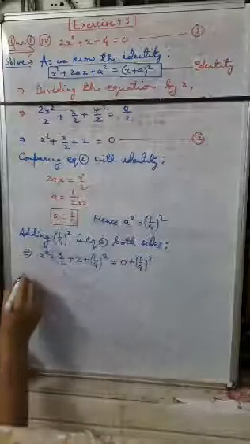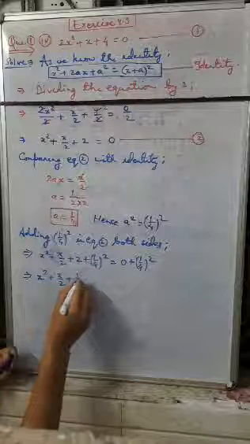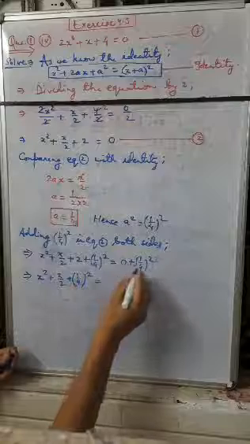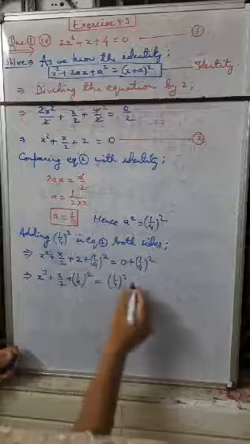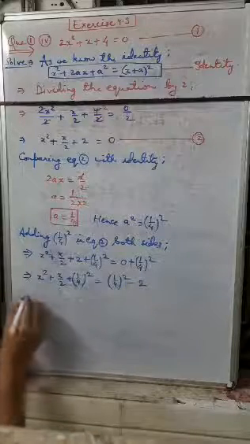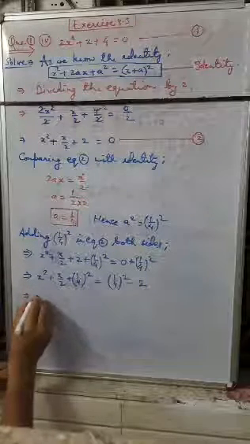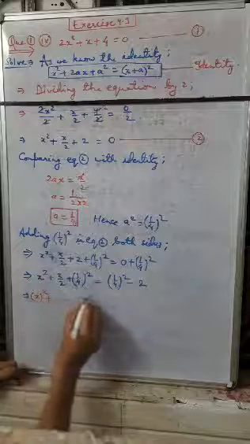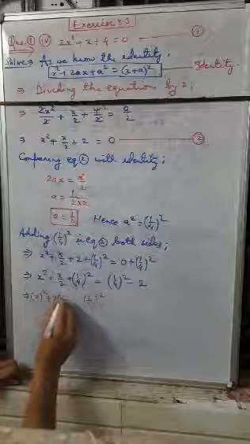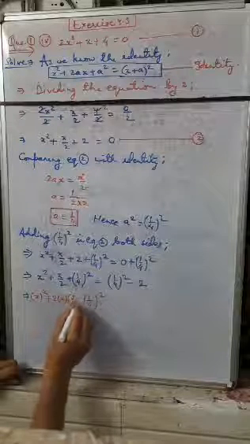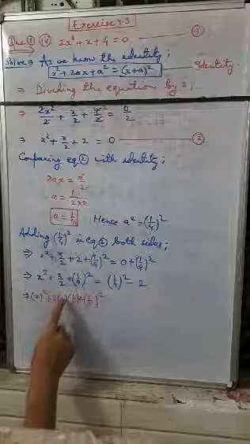Now arrange the equation: x² + x/2 + (1/4)² = 0 + (1/4)², and transfer +2 to the right-hand side, so it becomes minus 2. This equation is like x² plus (1/4)², where 2a is equal to x/2 and b is equal to 1/4. 2 twos are 4, so we get the previous term.